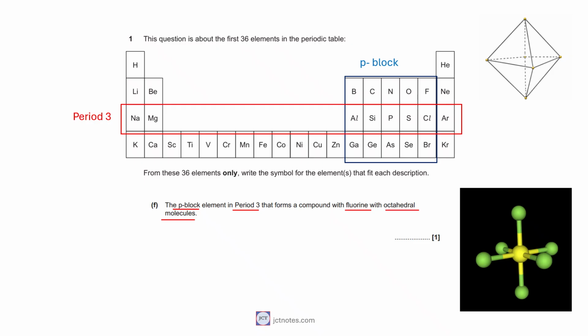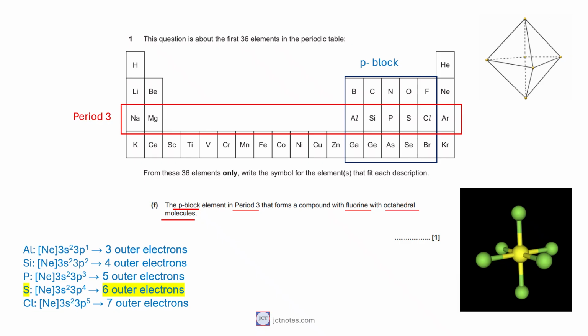To hold onto 6 fluorine atoms, the central element needs to have enough electrons to share. Sulfur has 6 outer electrons. It can share all 6 of those electrons with 6 fluorine atoms to form sulfur hexafluoride, the most famous example of an octahedral molecule. So the answer is sulfur.